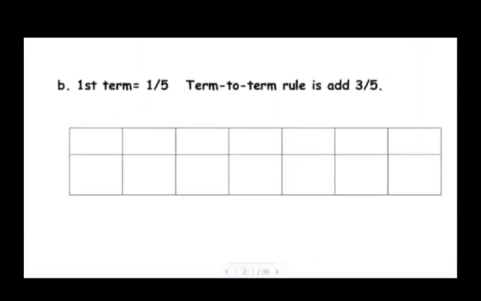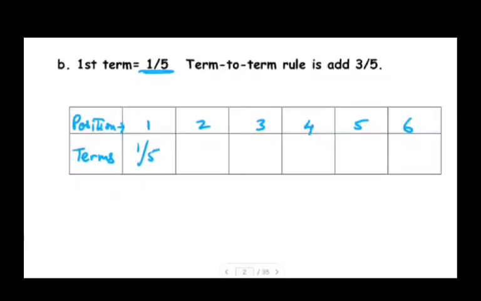So, our first term is 1 upon 5. Our term-to-term rule is add 3 upon 5. Children, hope you've understood the meaning of position, term, difference and term-to-term rule. Okay? So, here these are our positions: 1, 2, 3, 4, 5, 6. These are my terms that I will have to find. My first term is 1 upon 5.